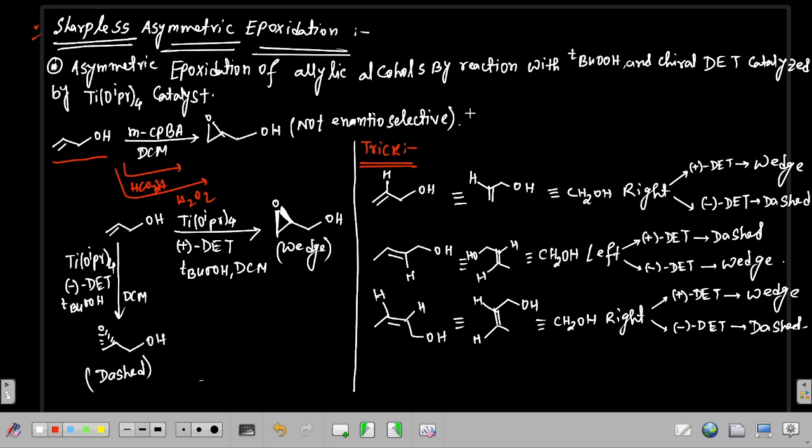Like we are not getting a single enantiomer, so we are not getting any ee from these reactions. So by using this Sharpless epoxidation, we can convert the allylic alcohol by reaction with tert-butyl hydroperoxide, which is an epoxidizing agent.